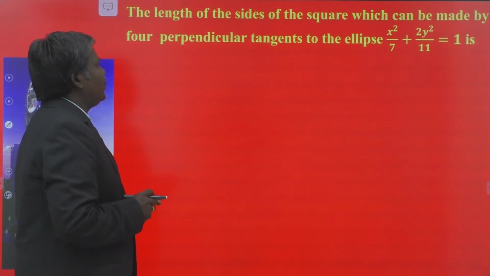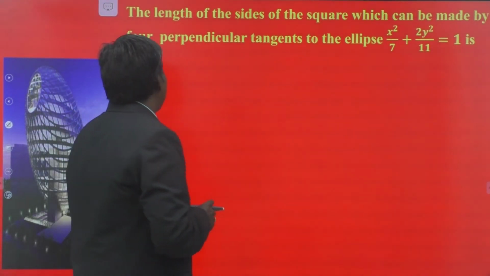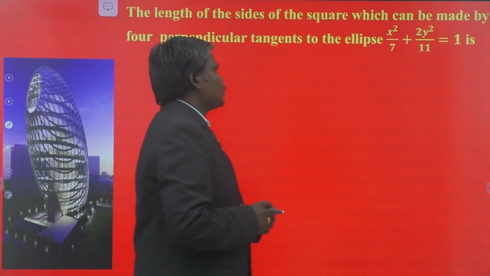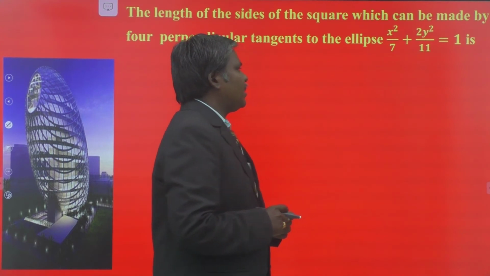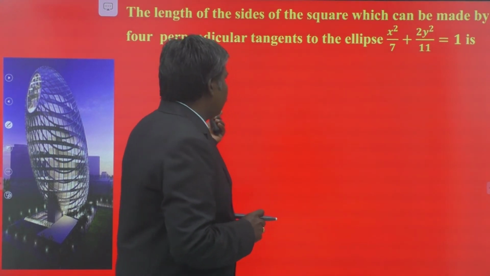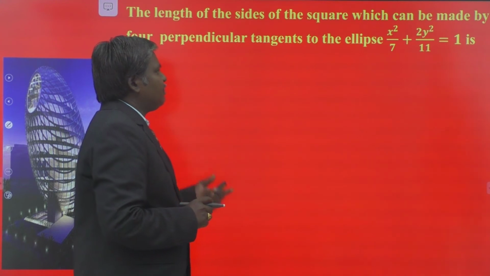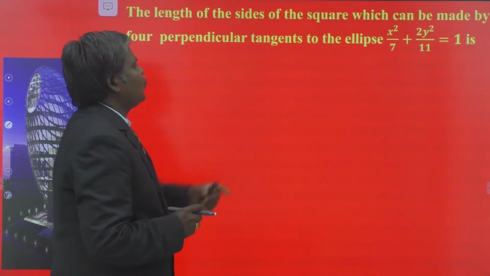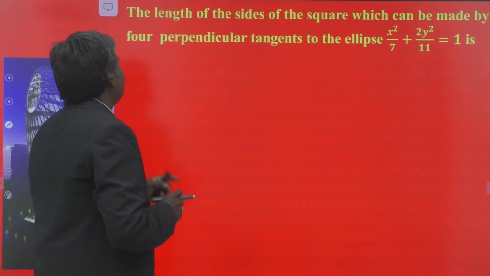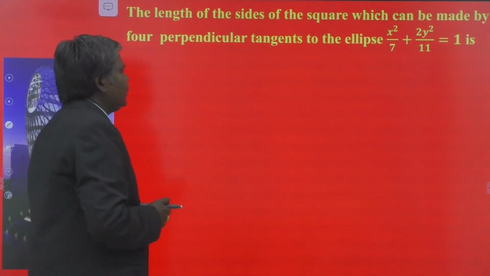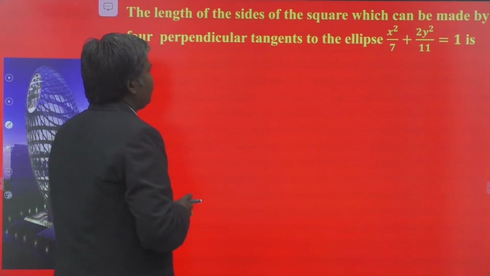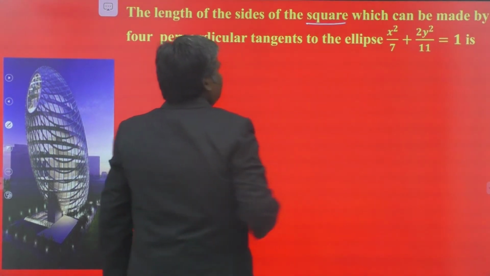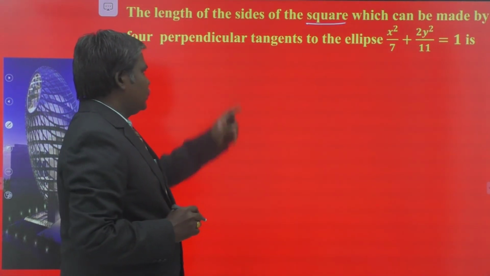The length of the side of the square which can be made by the four perpendicular tangents of the ellipse x square by 7 plus 2y square by 11 equal to 1. So this is also a problem related to the previous one. It is a very simple question for you. This is a square, not a rectangle, that is a square.